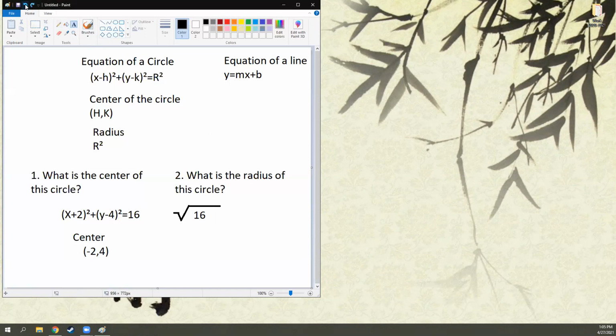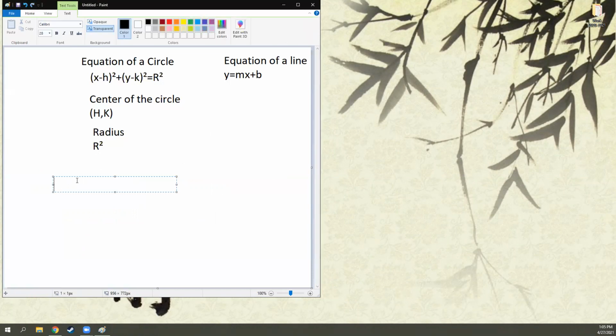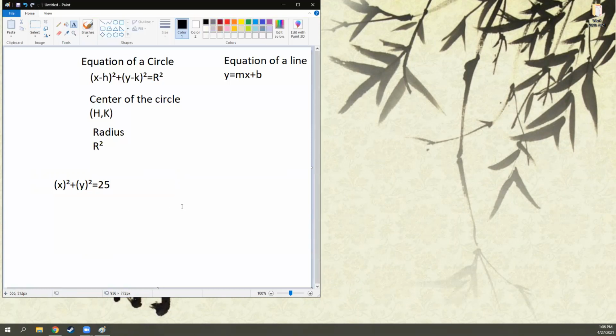All right, so let me leave these guys up. And then, sling a question at you real quick. What if you saw this? x squared plus y squared equals 25. Right? You're not looking at an h and k, right? They don't seem to be there.